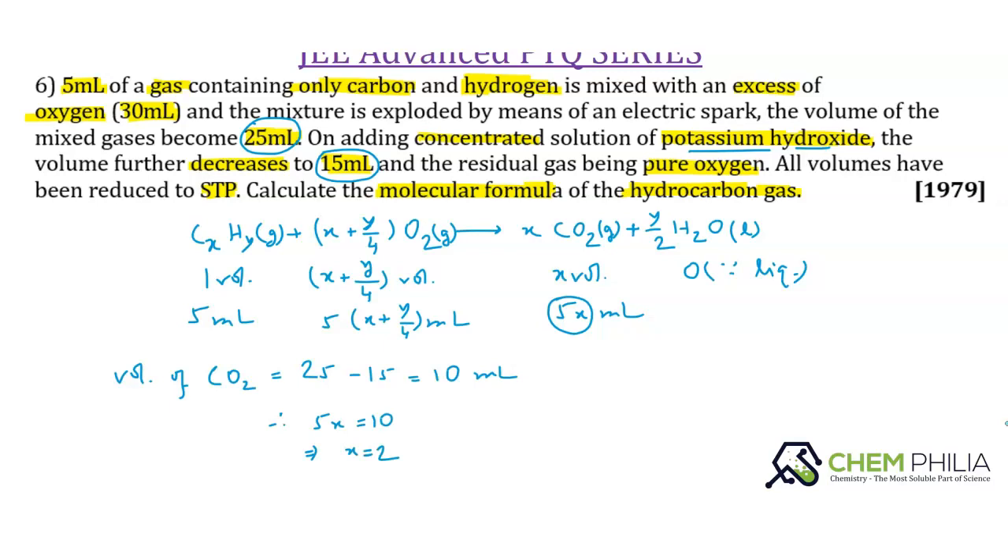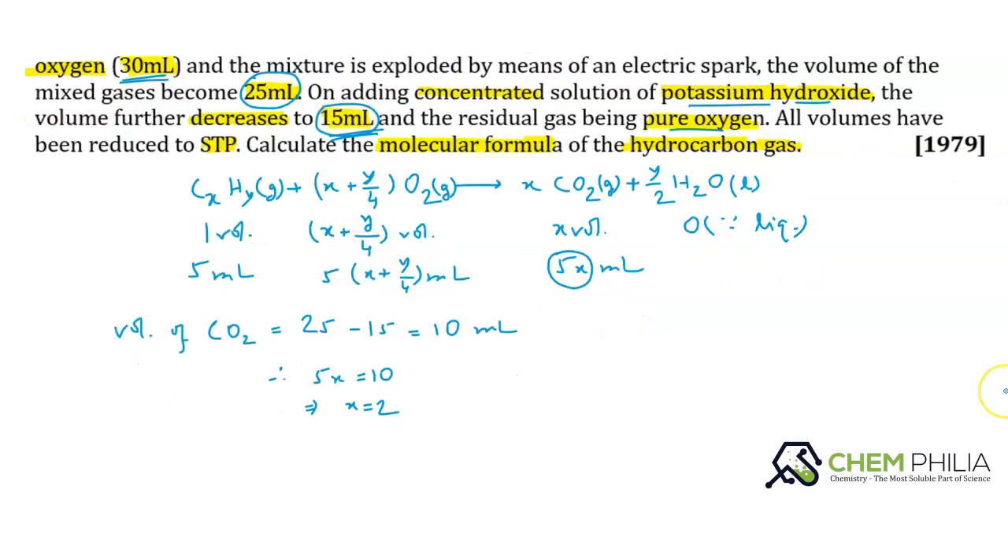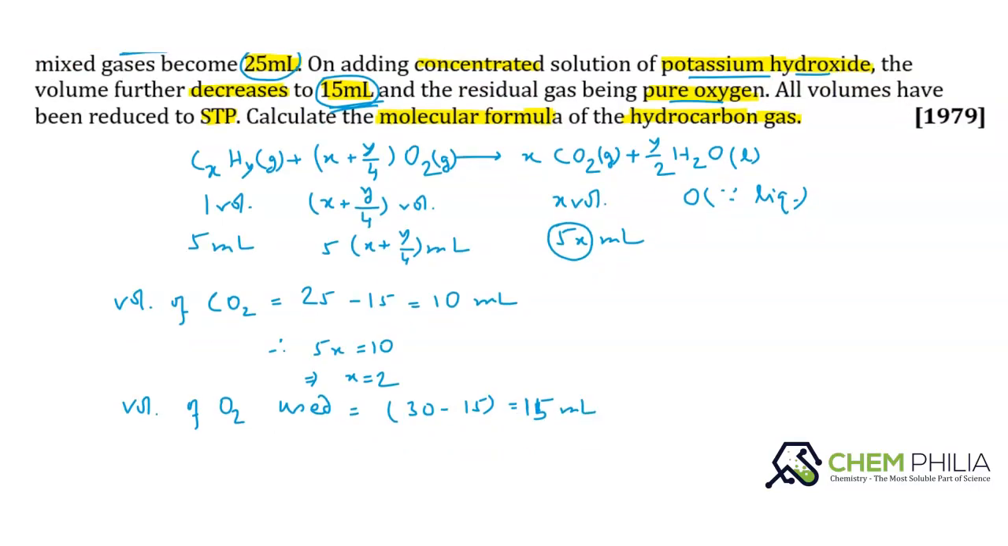Now we have to get the value of y. How much oxygen have we taken? 30 ml, and after the reaction 15 ml is left, and that is pure oxygen. So how much oxygen is consumed? The volume of oxygen used is 30 minus 15, that is 15 ml, right? So that is the volume of oxygen used.